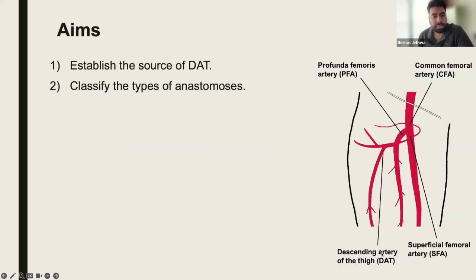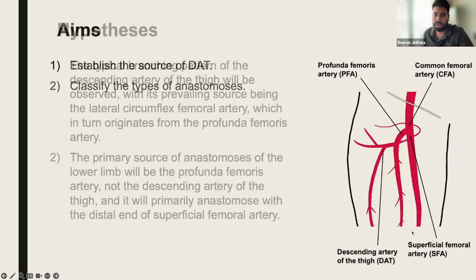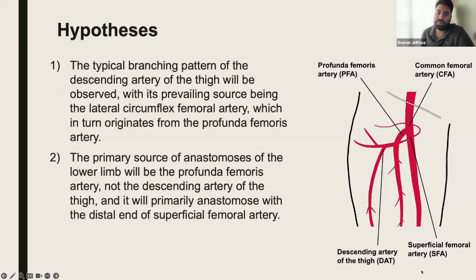First things first, two aims: establish the true source of the descending artery, and then classify the types of anastomosis that might occur further down into the knee. We hypothesize that the typical source and branching pattern of the descending artery will be most prevalent, but that the descending artery will not be the primary source of the anastomosis. Instead, it will be the profunda femoris directly that will anastomose with the superficial femoral artery.